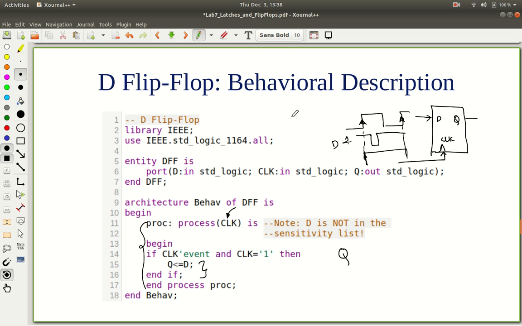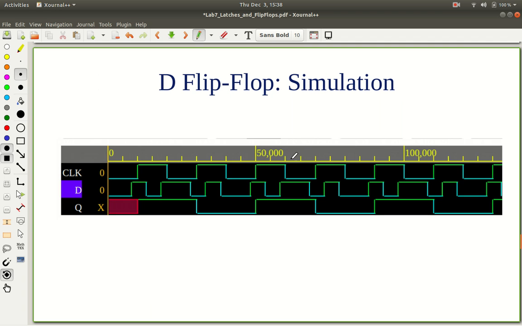Let's see the simulation results. Here are the simulation results. So we have clock, which is a regular square waveform of time period, I think 10 nanoseconds, or is it 20 nanoseconds? Okay, let's see. It's a square waveform, and we have D, which is again this irregular sort of waveform. So this is the rising edge of the clock. So at this point D was 1.